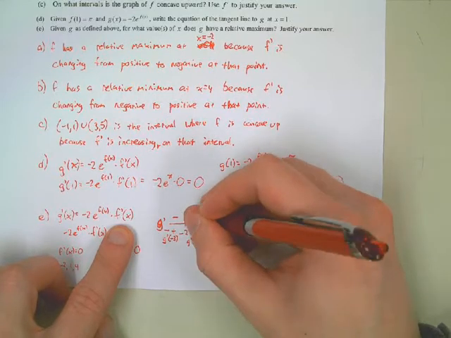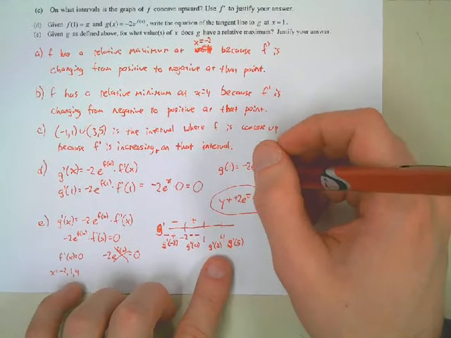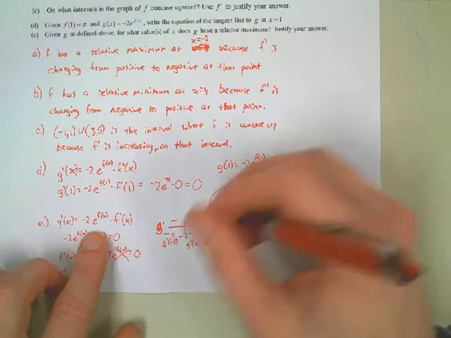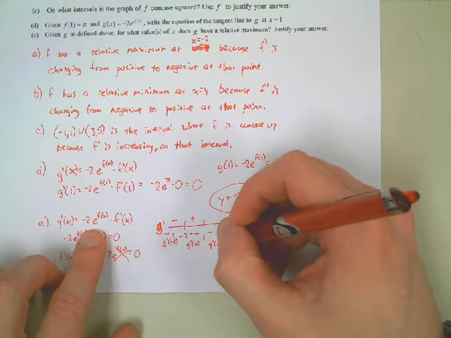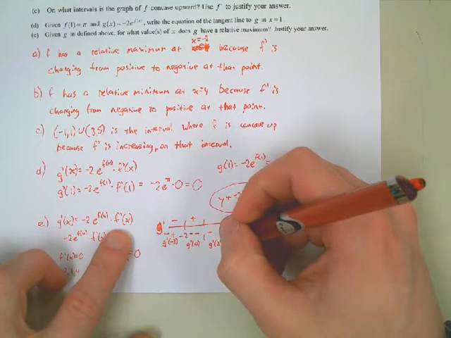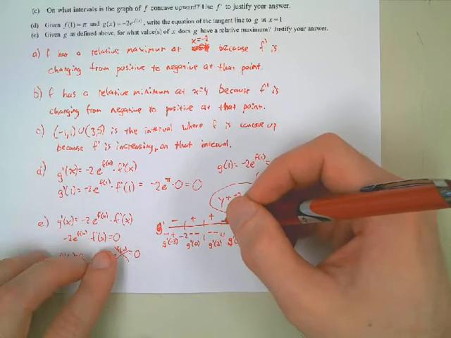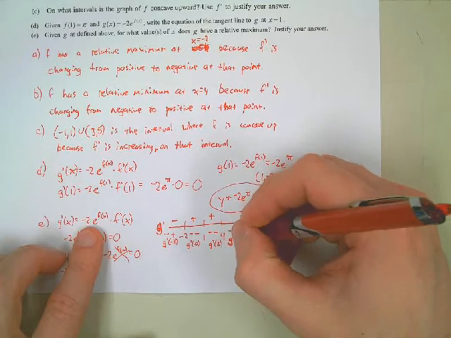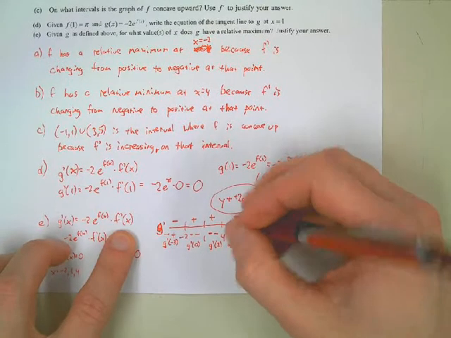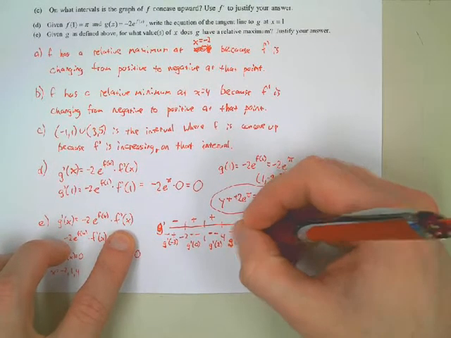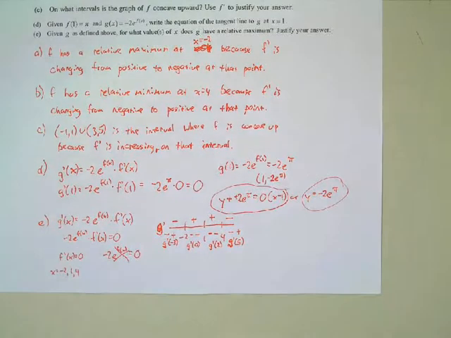G prime of 2. Again, it's going to be negative from the negative 2e to the f of x. And then what's f prime of 2? Negative, so overall it's positive. And then g prime of 5, again, that's going to be negative for the first thing. And then f prime of 5, positive. So negative times a positive is a negative. Wow, so we did all that work without having to do very much math, like actual computations, just using what we know.